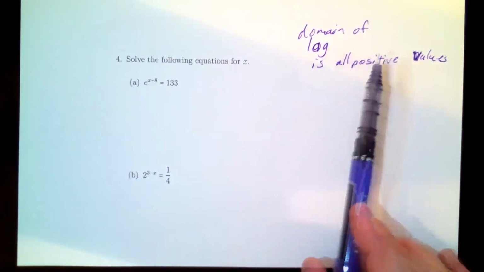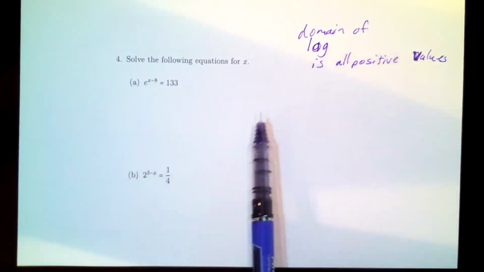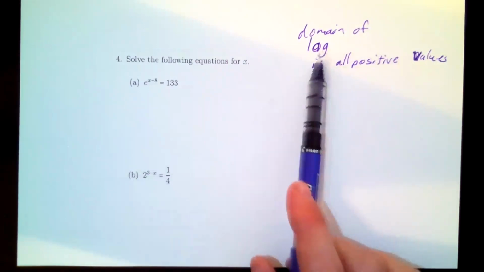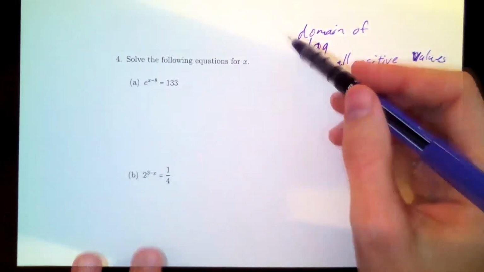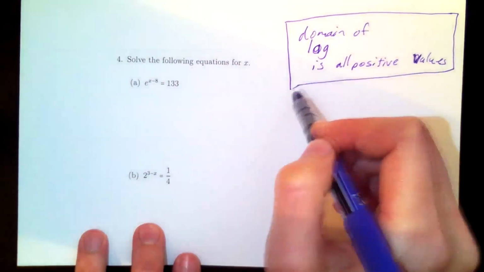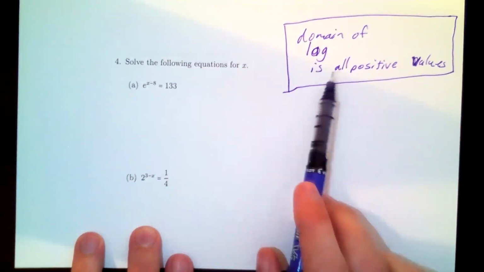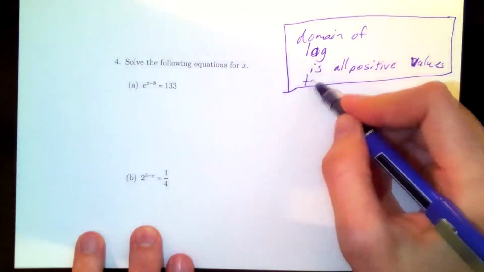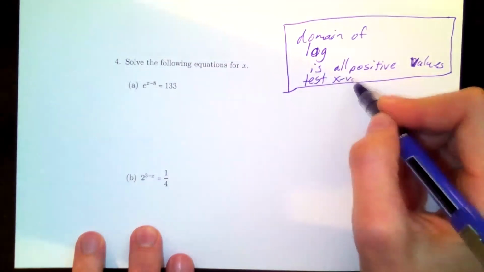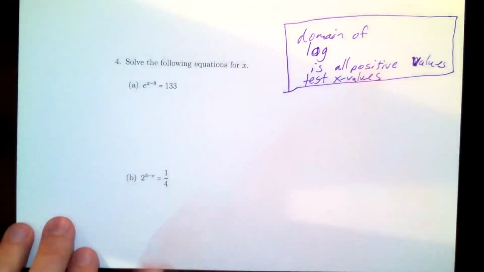If we are originally given a log function to solve, we have to make sure that any x values we get are in the domain of our log. So this will come up a little bit later. We'll keep this in mind. If I'm solving an equation that originally has logs in it, I'm going to have to test my x values to make sure that they aren't accidentally bad x values. So we'll see this come up.